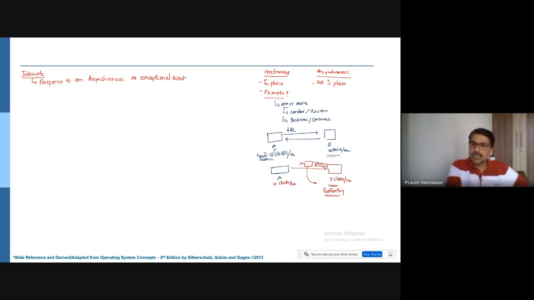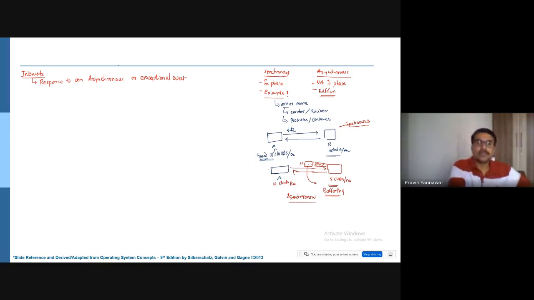If A and B are not compatible with each other, meaning their speeds are different, this is asynchronous communication, and the earlier case is synchronous. Here they are not in phase, so if they are not in phase, buffers are used.